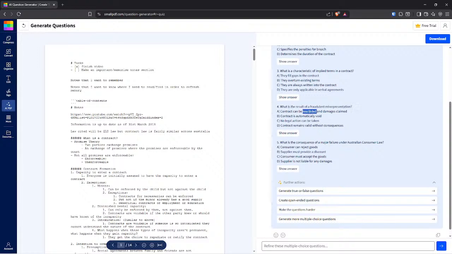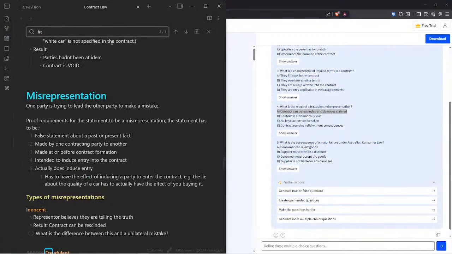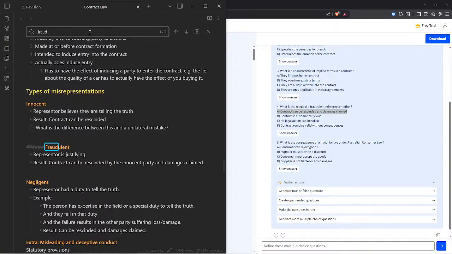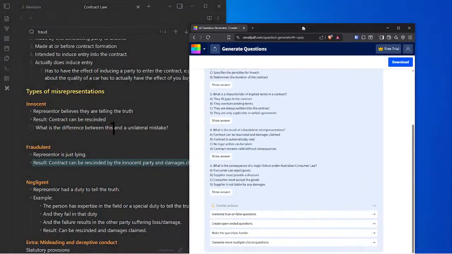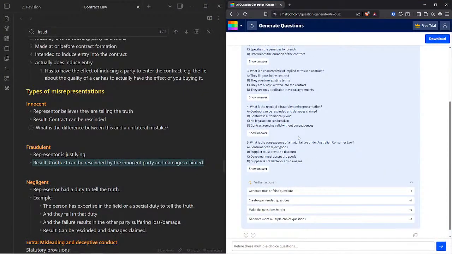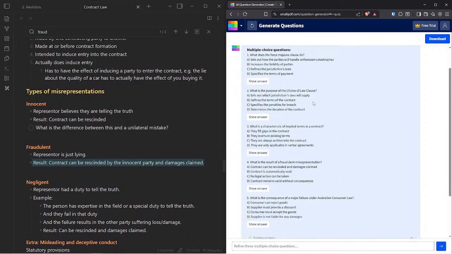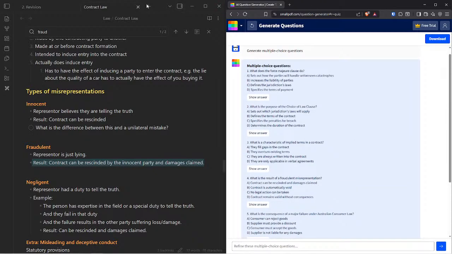It has to be A. Let me double check that. Fraud. We'll just put this here so it's blocking off that because this is nicer to look at. Yeah, rescinded by the innocent party, damages claimed. Oh, that's annoying. But I can do. Oh, yeah, no, that's fine. Cool.